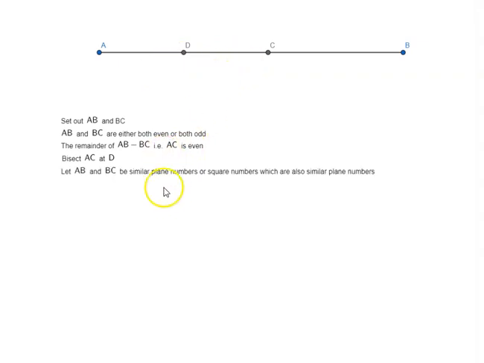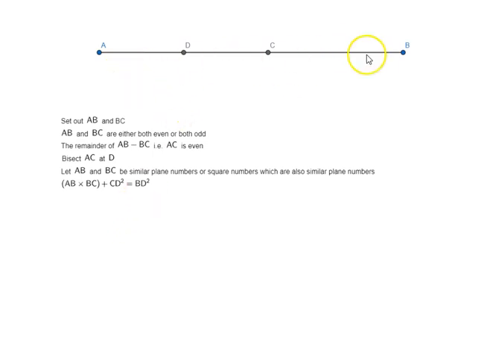midpoint of AC. Let AB and BC be similar plane numbers or square numbers which are also similar plane numbers. Actually, this again is a requirement. So AB and BC are similar plane numbers or squares which are also similar plane. I'm sure you remember what similar plane numbers are. Plane numbers are the product of two numbers.